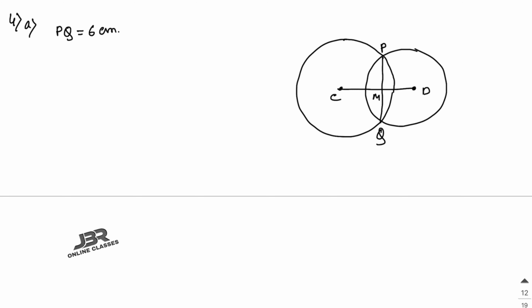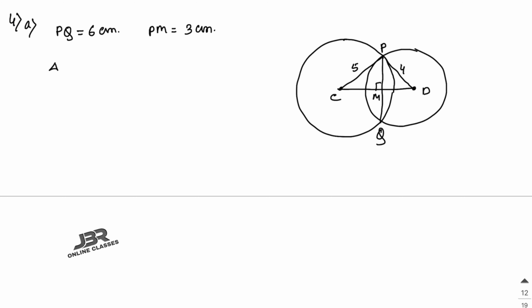CP equals 5 centimeter, okay, join CP, and that one equals 5 centimeter. DP equals 4 centimeter, that means the radius of this one is 4 and the previous one is 5. Calculate the distance CD correct to two decimal places. So as PQ equals 6, then definitely PM equals half of this one, 3 centimeter, because this one is the perpendicular bisector.